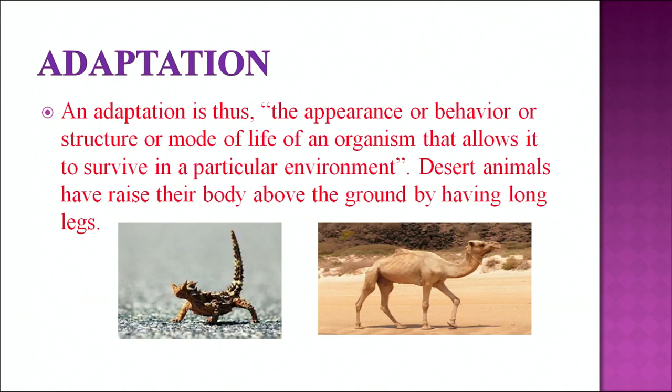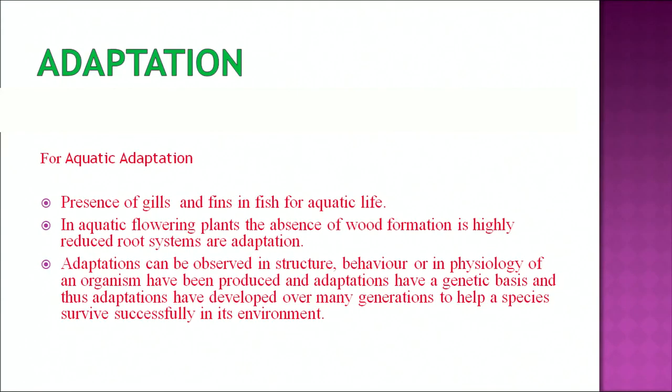You can see clearly in the slide, a camel is shown. Examples of basic adaptations help animals and plants to survive in their respective environment. Let us recall some examples of basic adaptations. For aquatic adaptation, presence of gills and fins in fish for aquatic life. In aquatic flowering plants, wood formation is highly reduced.